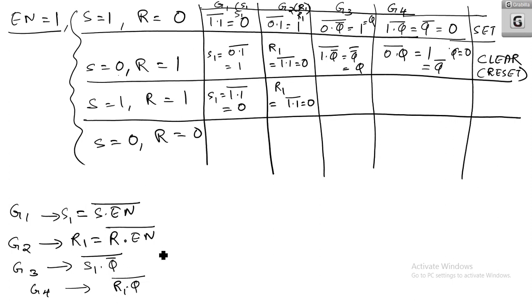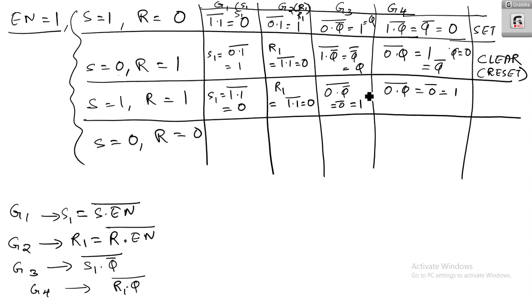Now coming to gate 3, the output is S1 dot Q bar, the whole bar. What is S1? 0 dot Q bar, the whole bar. What is it? That is 0 bar, which is equal to 1. Again, what is gate 4, R1 dot Q, whole bar? What is R1? R1 is 0 dot Q, the whole bar. That is again 0 bar, which is equal to 1.